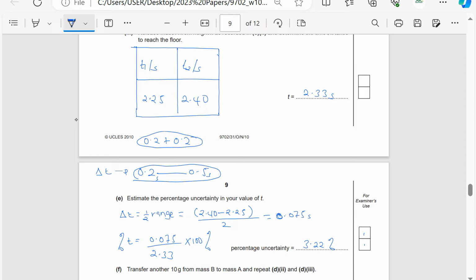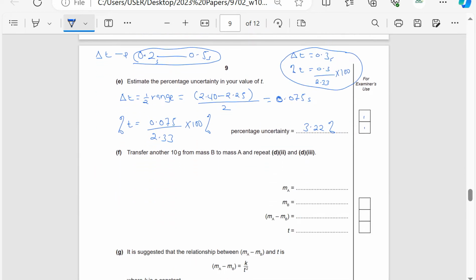So here, the method I used is half of the range, or you could choose a value in that range between 0.2 to 0.5 to be the absolute. For example, I can say 0.3. So I'll tell the examiner that the absolute uncertainty is 0.3 seconds. Then I calculate the percentage uncertainty in t as 0.3 divided by my true value, which is 2.33, then times 100. This will be another method.